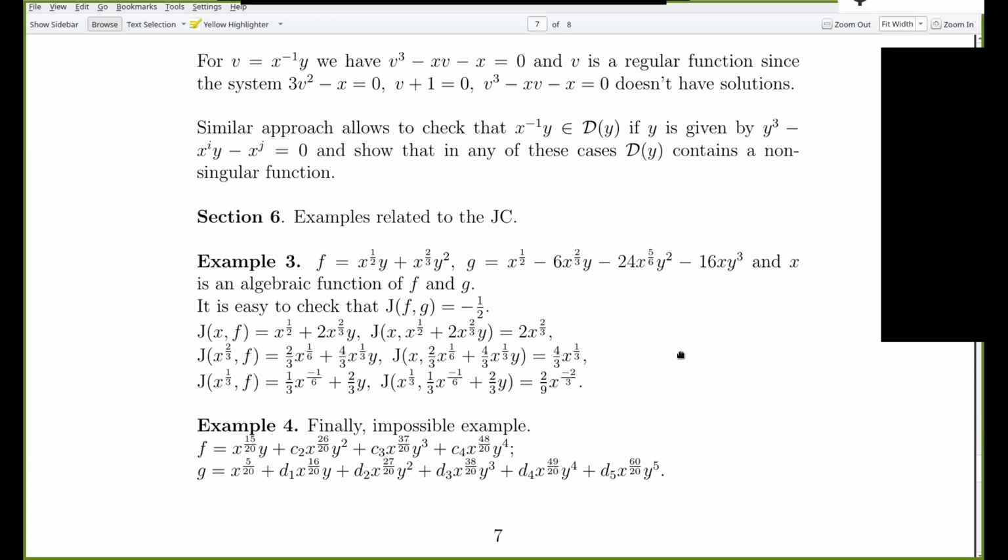So you can easily check that if you take expressions like this, their Jacobian will be -½. And now what can be said? It's clear that if you consider the algebra which is generated by f and g, and perceive x as an algebraic function of these two variables, all that you get by partial derivatives, and the derivative relative to g, would be the Jacobian of f and x.